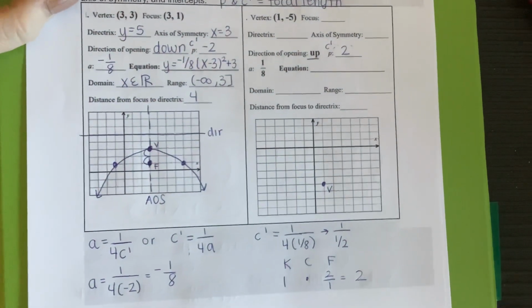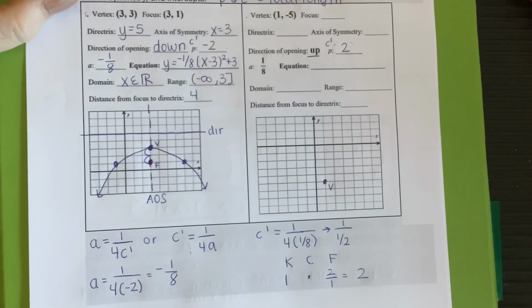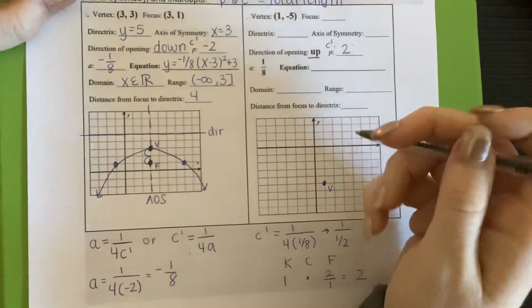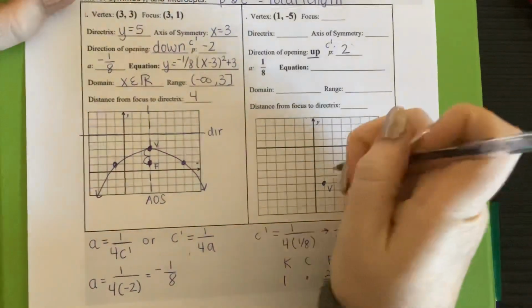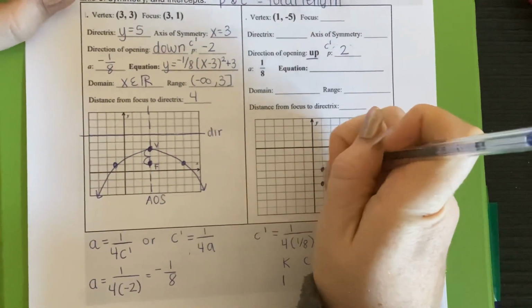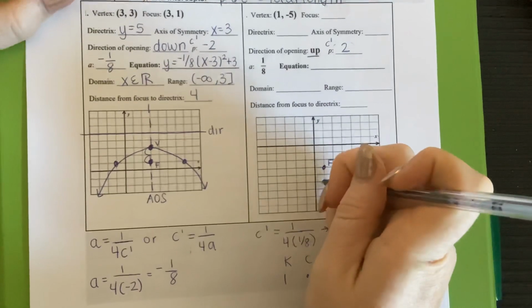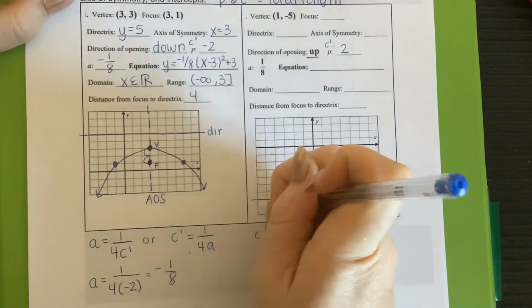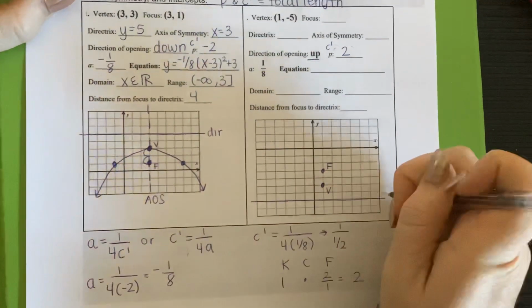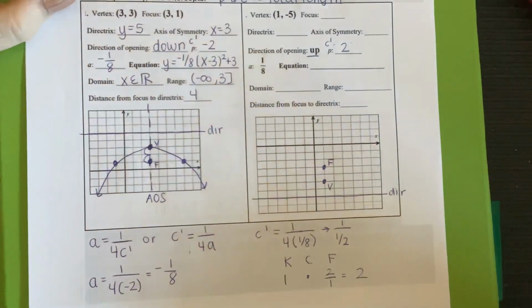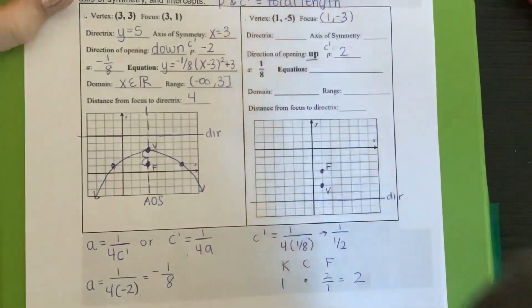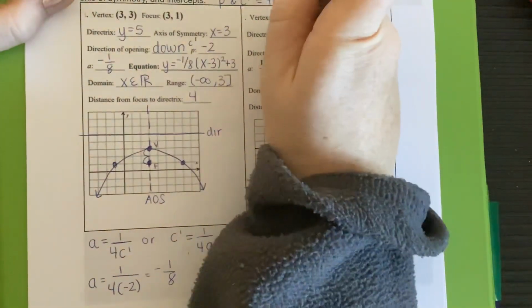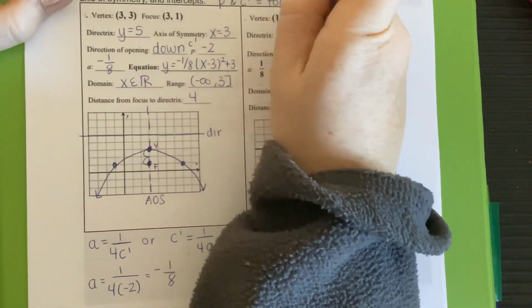Well, now I can go find my focus and my directrix, because now I know that if it opens up, I'm going to go up to get to my focus. So I'm going to go up 1, 2, and that's going to give me my focus. I'm going to go down 1, 2, and that's going to give me my directrix. So our focus is the point 1, -3, and our directrix is the line y equals -7.